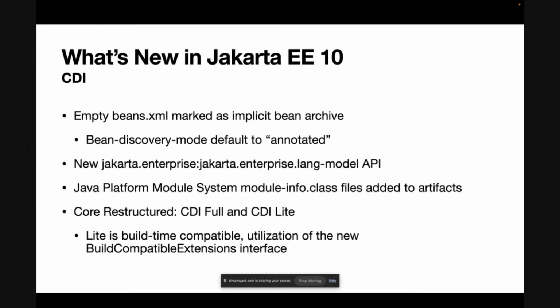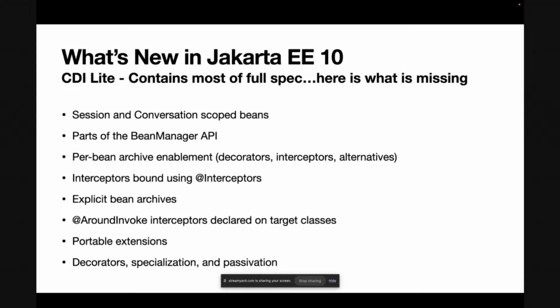Also, something new is the Jakarta Enterprise Lang Model API has been added to the specification. The Java Platform Module System module-info class files are also added to artifacts. And we've also got CDI Full and CDI Lite now. It's been restructured a little bit, and CDI Lite allows you to build build-time compatible applications and utilization of new extensions interfaces for you. So this enables you to develop smaller runtime applications here.